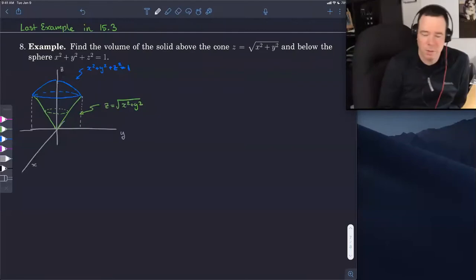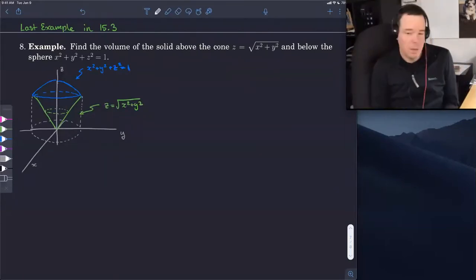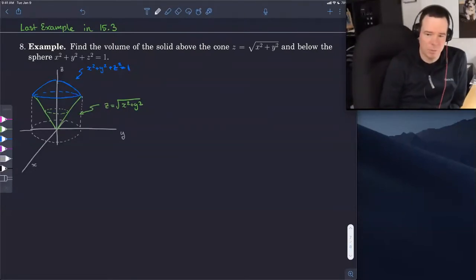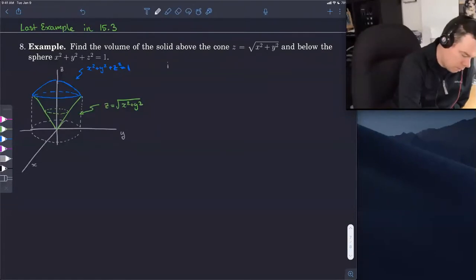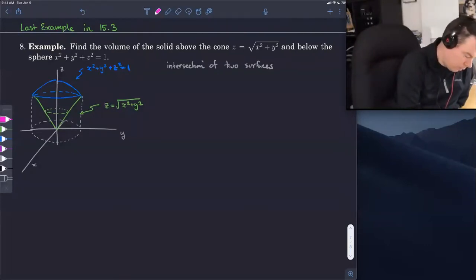So one thing I'm going to draw in here is, okay, I'm interested in what's going on under the sphere above this cone. So in some sense, I'm looking at what's going on above this region in the xy plane. We've got this circular region there, which is coming from the intersection. So let's look at what the intersection is, the intersection of the two surfaces. So that's this bit up here.